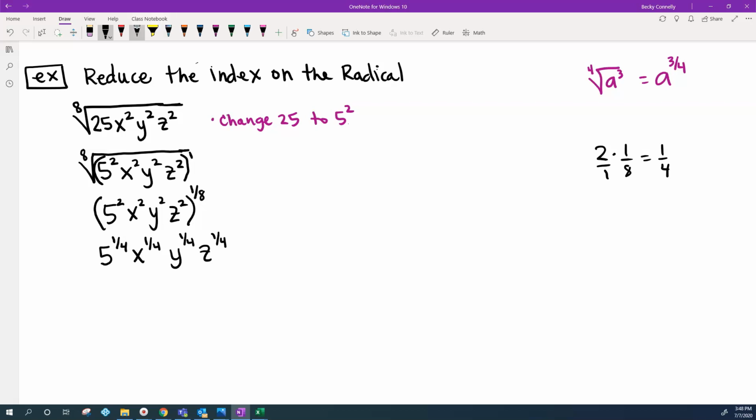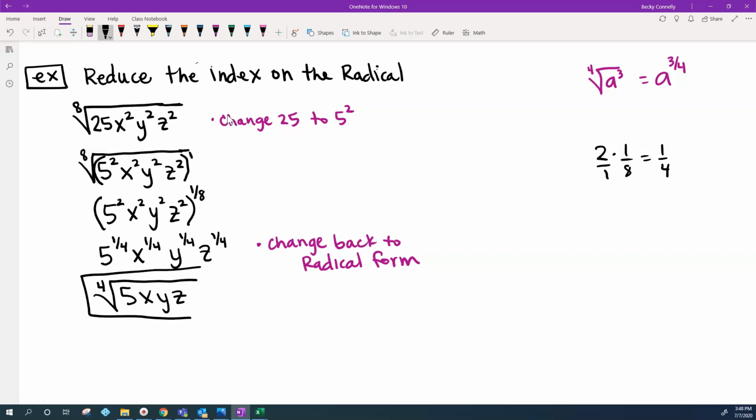And then I'm going to change it back to radical form, because if it starts off as a radical in the question, they'll want you to have your answer in radical form. So I'm going to just put here, change back to radical form. All right, this is a correct answer, or that whole thing raised to the 1/4 power. But really I have the 4th root of 5xyz. And that would be my answer.